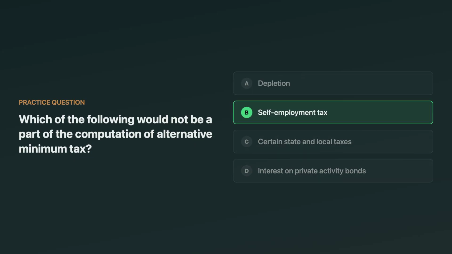The answer is self-employment tax. AMT is a parallel income tax calculation that starts with taxable income and then adjusts for AMT items and preference items to get AMTI. Self-employment tax is a separate tax computed outside the AMT system. A tempting wrong choice is state and local taxes, because they're disallowed for AMT, but that's exactly why they're part of the AMT computation.